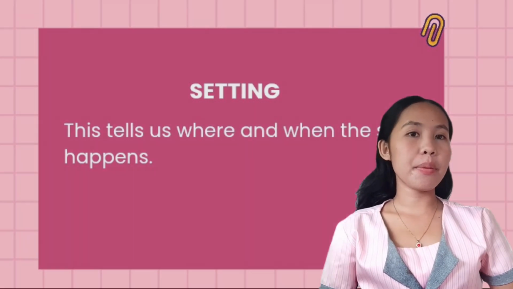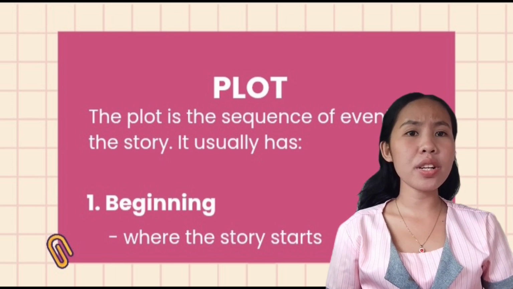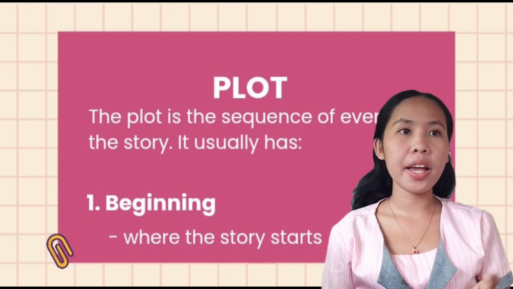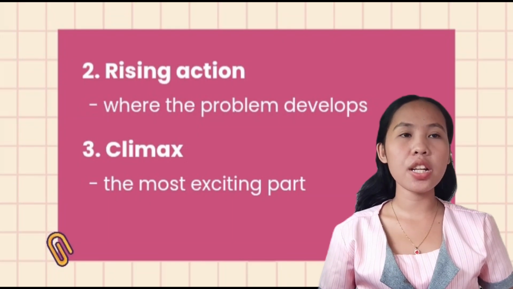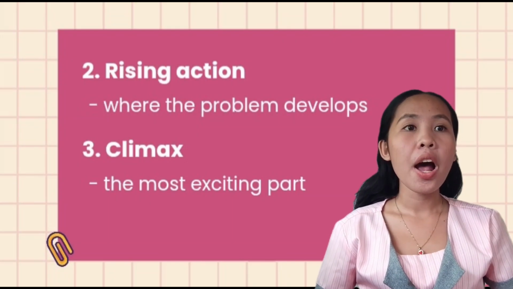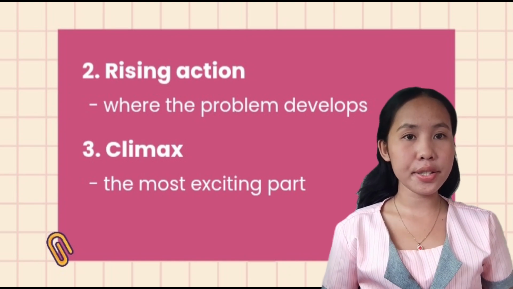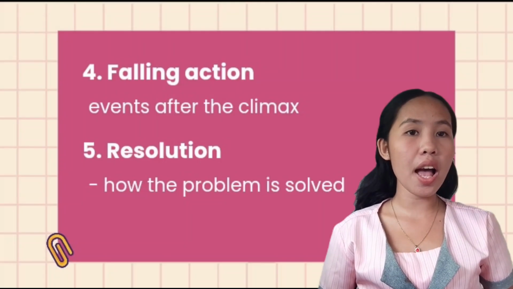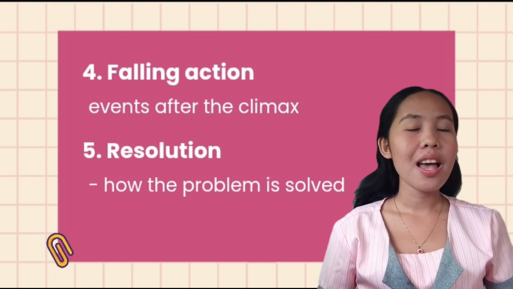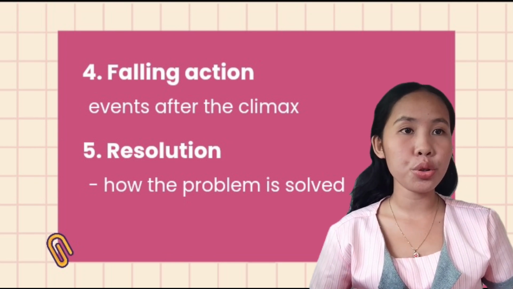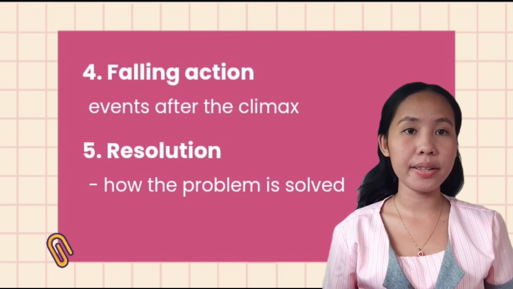The third one is the plot. The plot is a sequence of events in the story. It usually has, first, the beginning, where the story starts. Rising action, where the problem develops. Climax, the most exciting and intense part of the story. And next is the falling action, the events after the climax. And the last one is the resolution, which is how the problem is solved in the story.